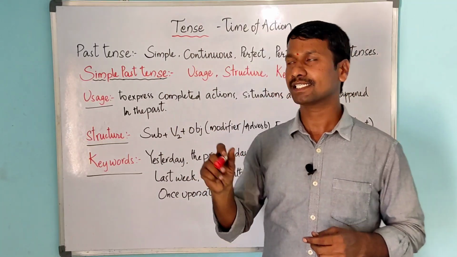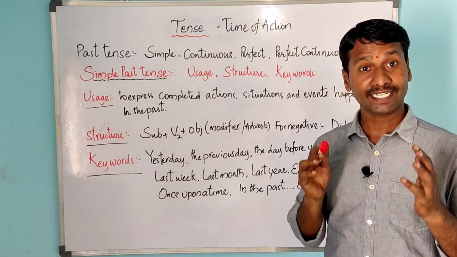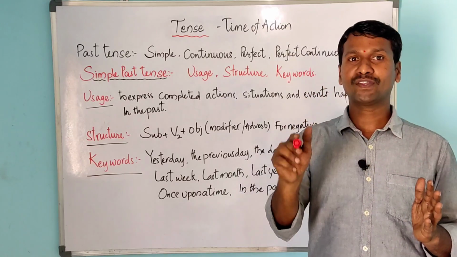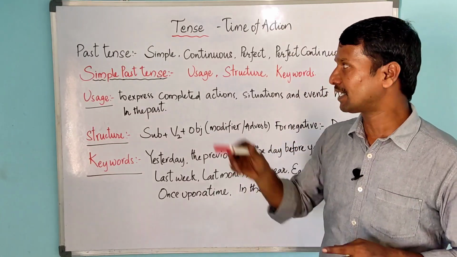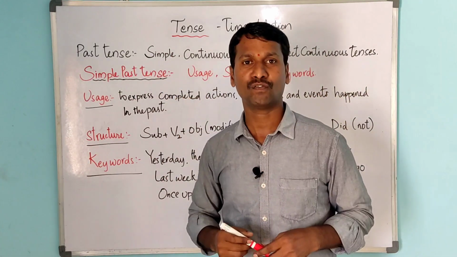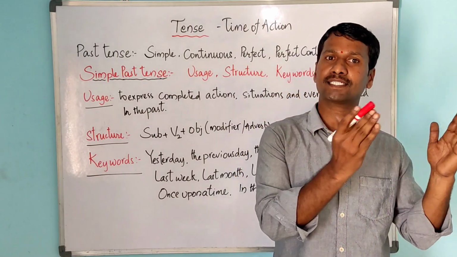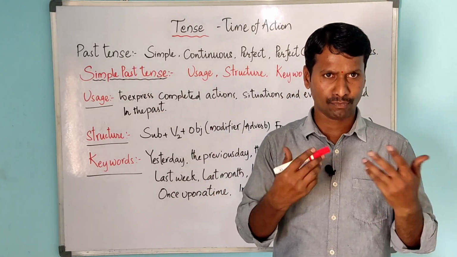We know very well, tense means time of action. It indicates the time of the action. When the action has taken place in the past, it expresses that here. Mainly three types of tenses we have: present tense, past tense and future tense. Here we discuss past tense.